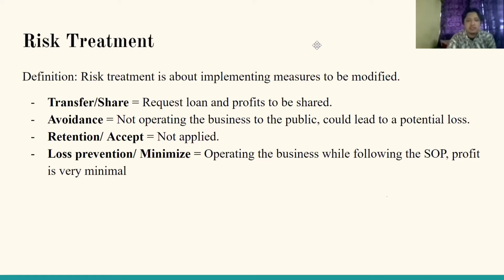Next is risk treatment. The definition of risk treatment is about implementing measures to be modified. The first risk treatment that has been conducted by the individual is transfer or share. The owner requested a bank loan to pay insurance so that he can claim if the business goes bankrupt. But monthly profits have to be shared to the bank. Secondly, the risk treatment is avoidance. Avoidance means not participating in activities that could harm the business. In that case, the owner chose to not operate the business during MCO, which could lead to the loss of business. And for the retention or asset, it is not applied in this business.